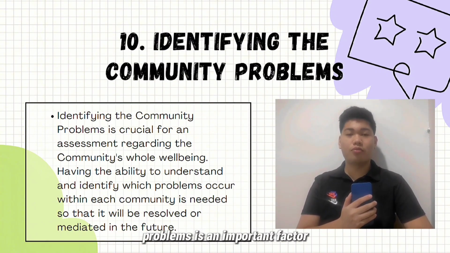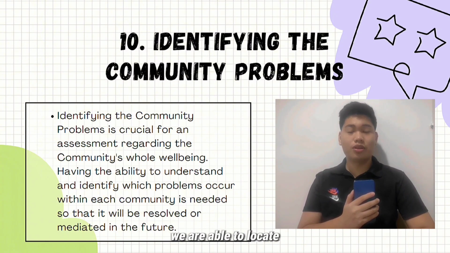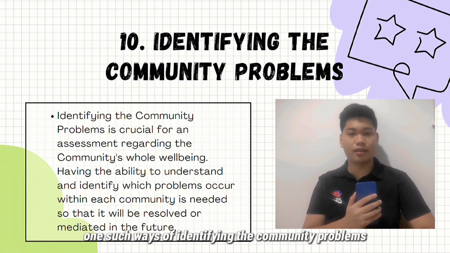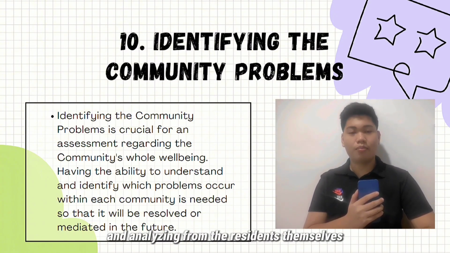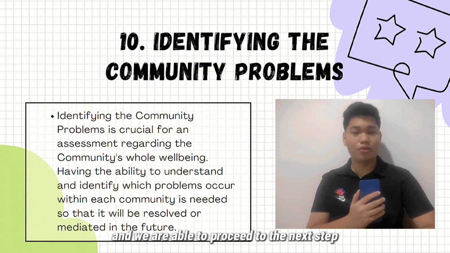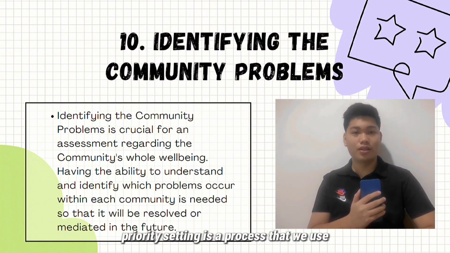Identifying the community problems is an important factor in order to assess the community's overall well-being. By assessing the community problems, we are able to locate, understand, and resolve the issues at hand. One such way of identifying the community problems is by interviewing the residents themselves. By gathering the data and analyzing from the residents themselves, we are able to understand or identify the issues that have been occurring within the community. And we are able to proceed to the next step in order to resolve the issues at hand.